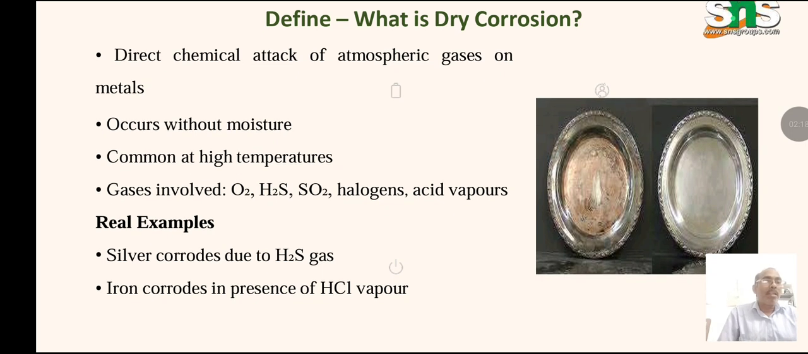Some examples are shown in the slides. Direct chemical attack of atmospheric gas on metals occurs without moisture, and is common at high temperatures. The gases involved are particularly oxygen, and also hydrogen sulfide, sulfur dioxide, halogens, and acid vapors. Silver corrodes due to hydrogen sulfide gas; iron corrodes in the presence of an acidic medium as well as oxygen. Here we focus only on dry or chemical corrosion, which is due to the oxygen molecule.